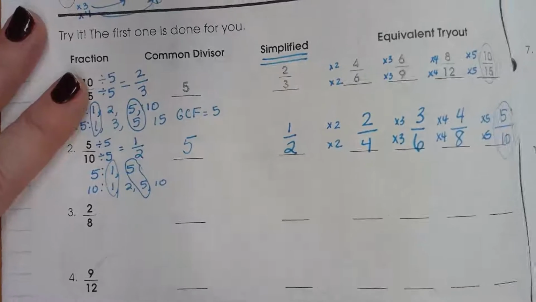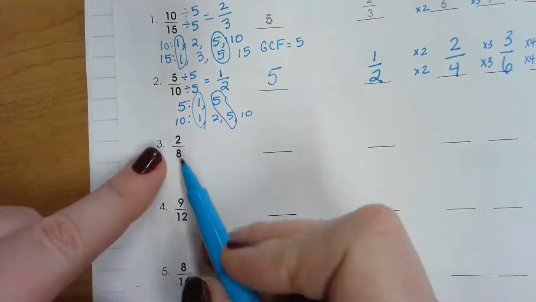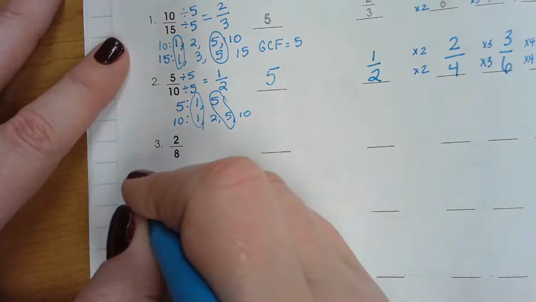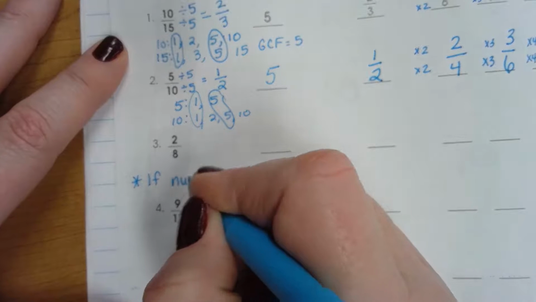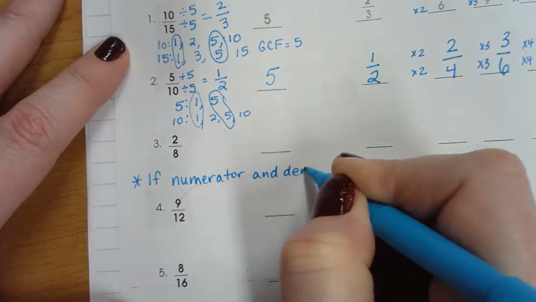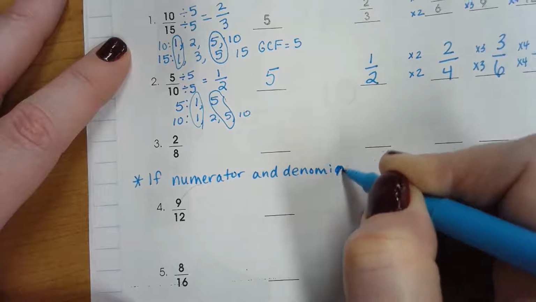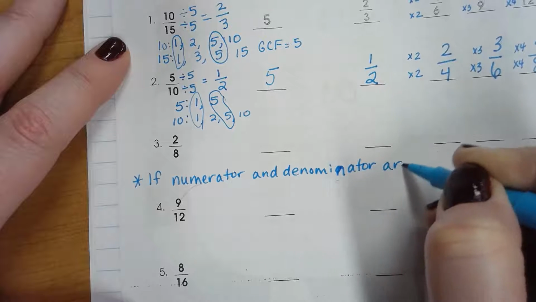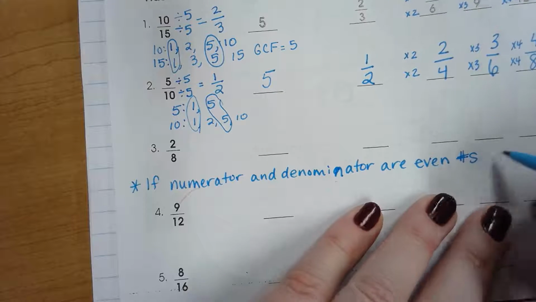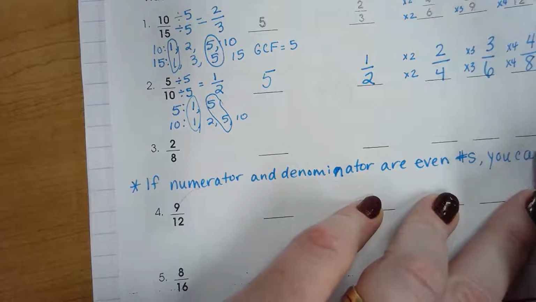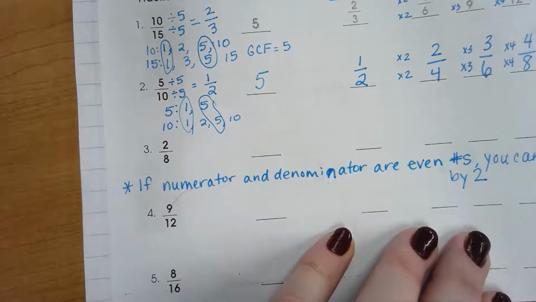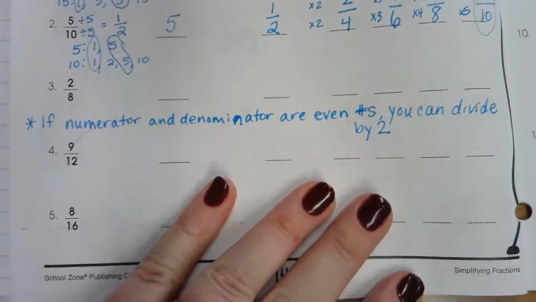Let's take a look at the next one, 2/8. Well, I notice both of these are even numbers, right? If my numerator and denominator are even, we're going to write a note. If a numerator and denominator are even numbers, you can divide by 2. Okay, oops, sorry. You can divide by 2.